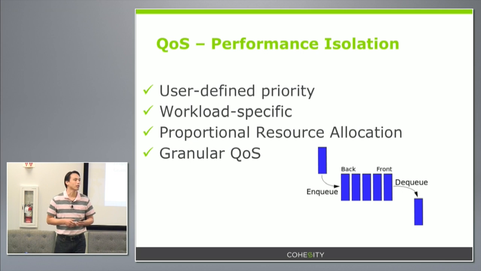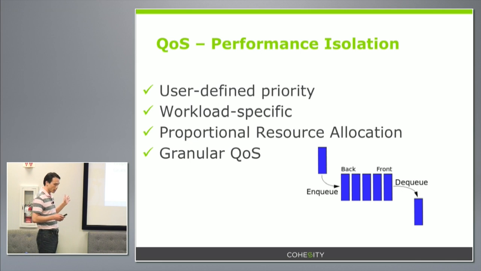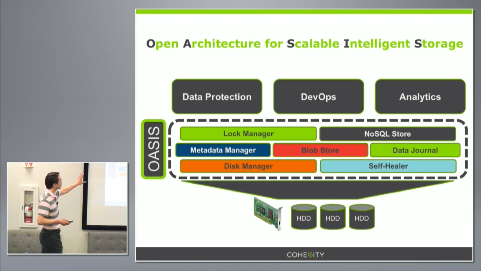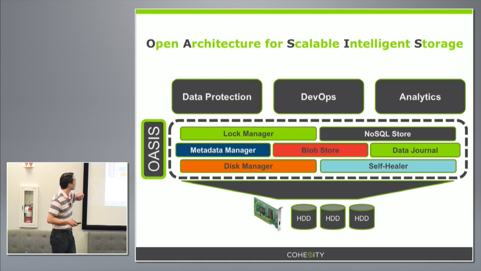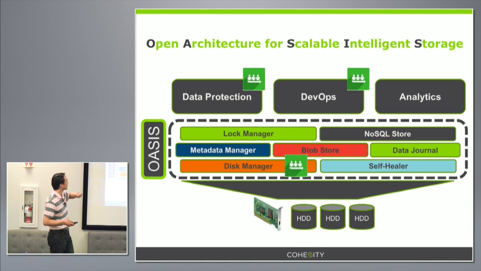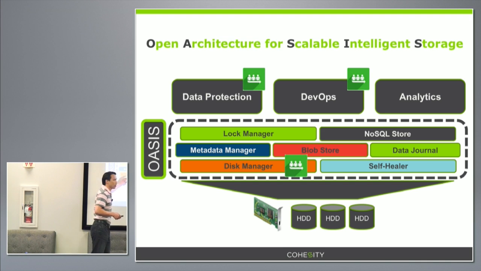So the way to think about it is, if you had to do 10 things, for the high priority you would do 7 of your tasks and 3 of the lower priority tasks. And we have granular QoS throughout the system. To show you how this works, you saw this picture before. These are the key components of our system. Just for illustrative purposes, let's say we have 3 queues here: a data protection job queue, a DevOps queue, and a queue into the disk manager.